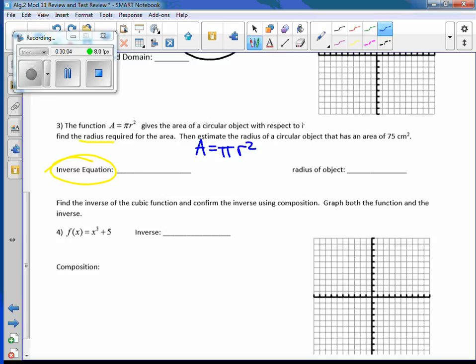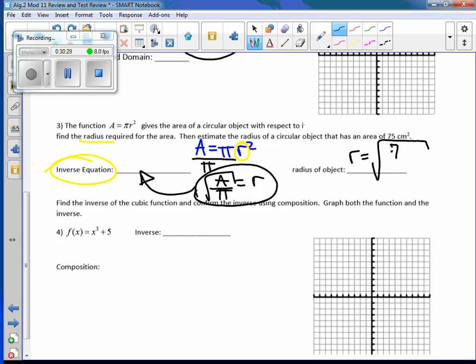You don't need to switch anything, you just solve for the other variable. So if I want to solve for the letter r right here, all I'm going to do is divide by pi first, and then once I divide by pi, I'm going to take the square root to get rid of that square right there. And so there's my inverse, and there it is. Now it says, what's the radius of an object that has an area of 75? So the radius, all you have to do is just substitute in 75 over pi. All right, and let's see what happens when we plug that into our calculator.